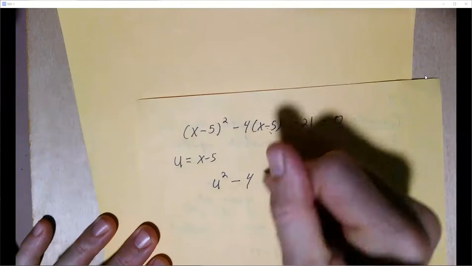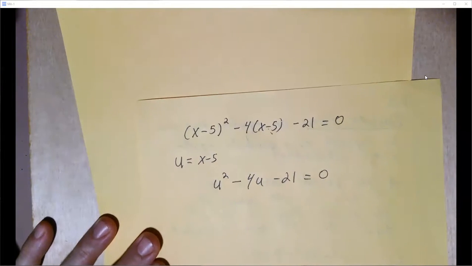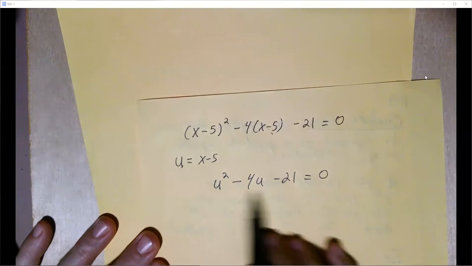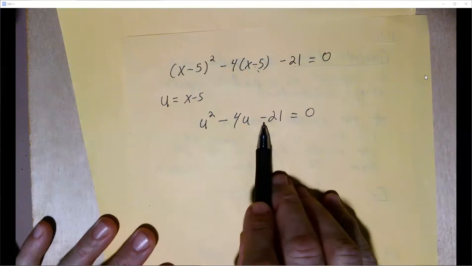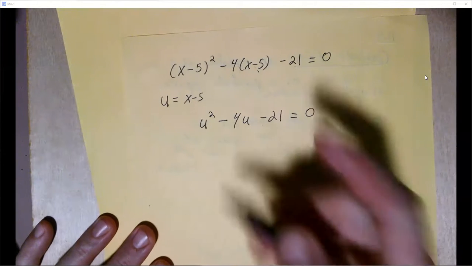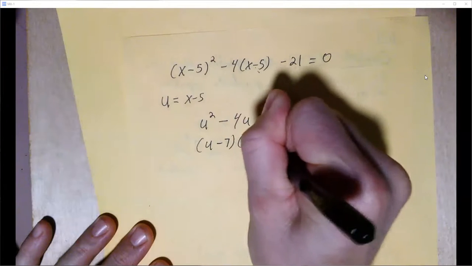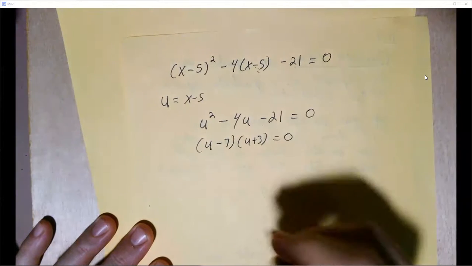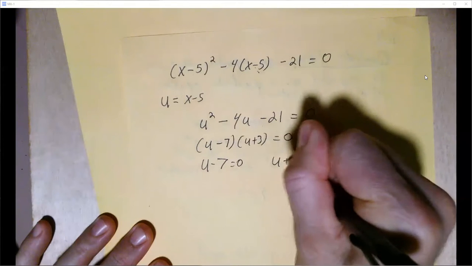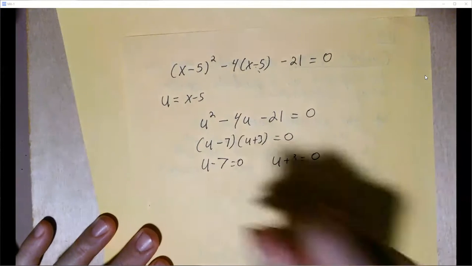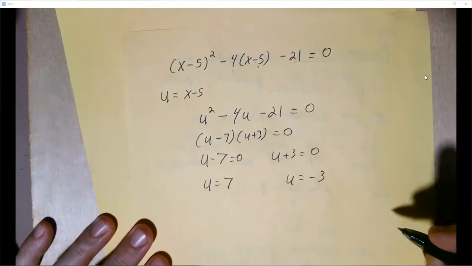This becomes 4u minus 21 equals 0. And I have a quadratic. And always looking to factor, multiplies to make negative 21, adds to make negative 4. That's going to be a minus 7 and a plus 3. So if I set u minus 7 equal to 0 and u plus 3 equal to 0, then I get u equals 7 and u equals negative 3.